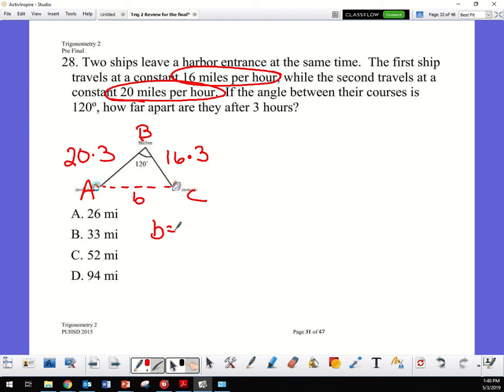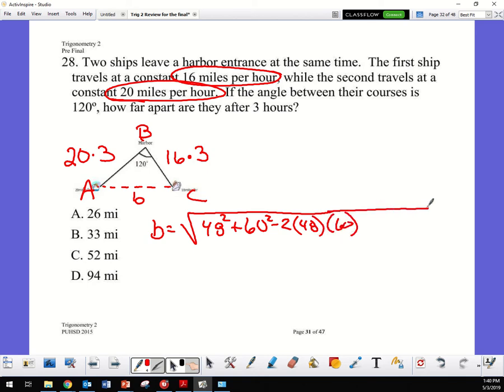It's from the reference sheet. What goes next? Remember, there's a square root, right? Yeah, there we go. Square root's next. What's 16 times 3? 48 squared plus 60 squared minus 2 times 48 times 60 times cosine of 120.